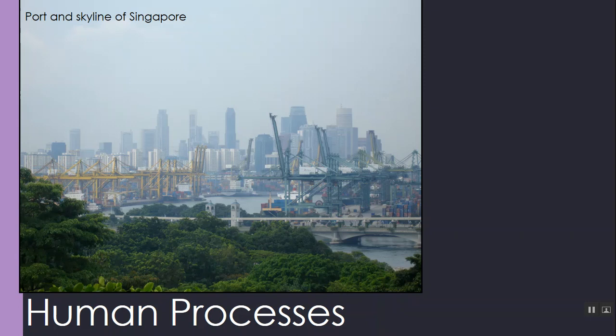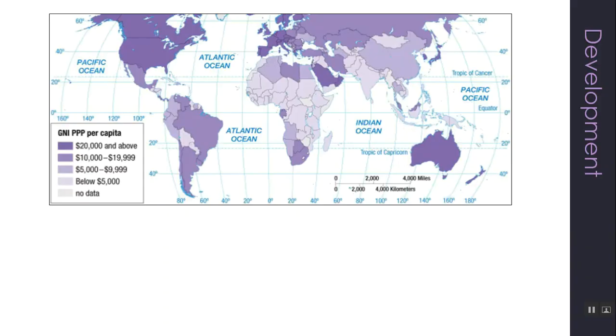So here is a picture of the port and skyline of Singapore. And so as geographers, we want to know, like, how did that wind up being a port? How did that city become so big? What is the quality of life like there? And so the first thing that we're going to talk about in this first part of the lecture is development.